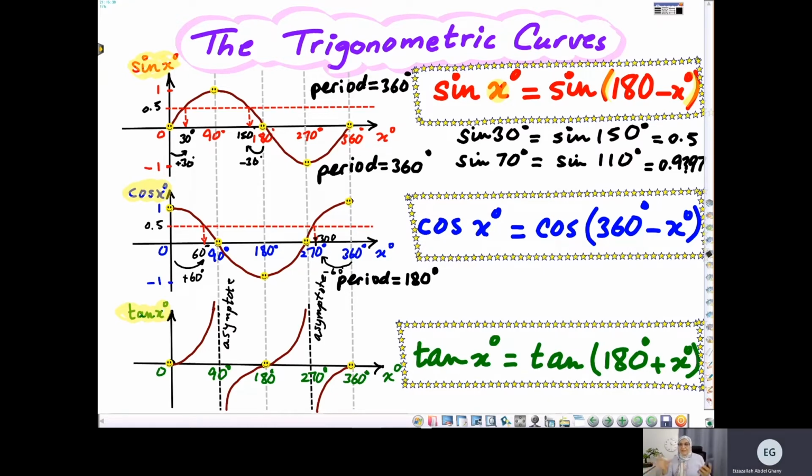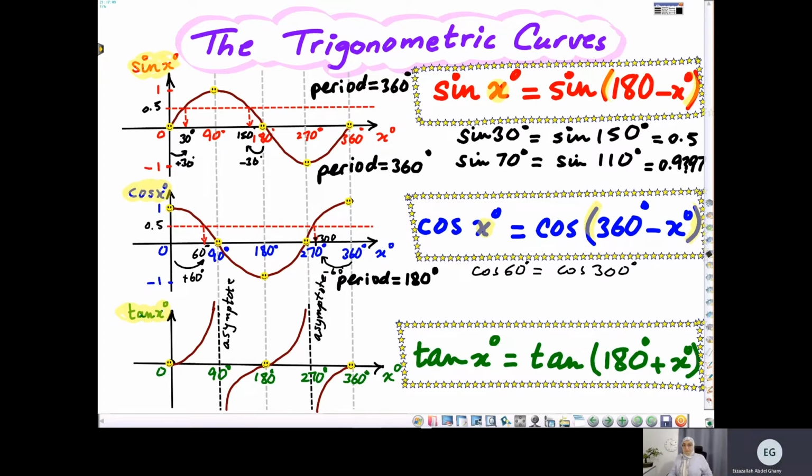Okay, so if you need to check your work, let's check. Everything in math has a check. Cosine 60 is 0.5. Cosine 300 is also 0.5. So there is a rule. Cosine of the acute angle equals cosine 360 minus this acute angle. So let's write it. Cosine 60 equals cosine 300.